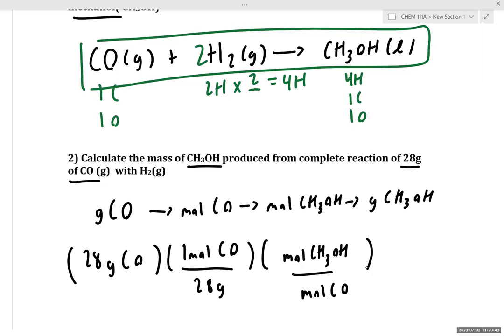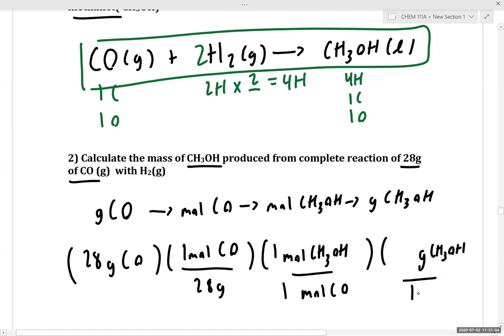One to one. Yep, exactly right. 1 to 1. And then finally, looking at the grams of methanol per mole, we're going to need to calculate the molar mass per that. So let's do that.